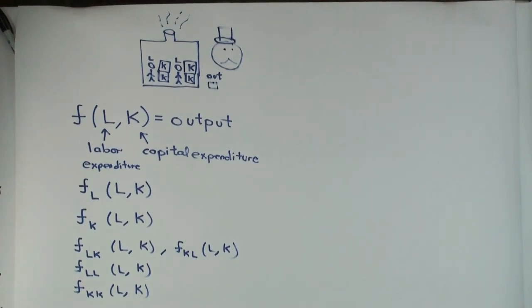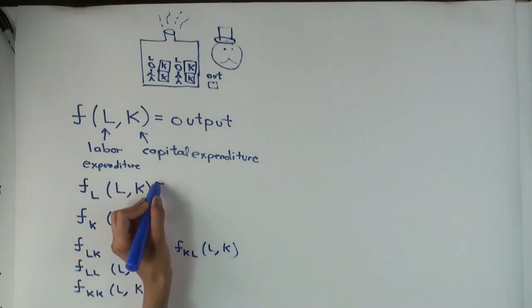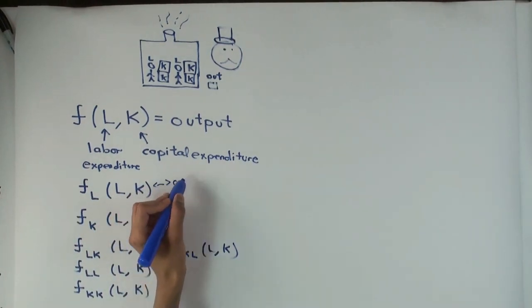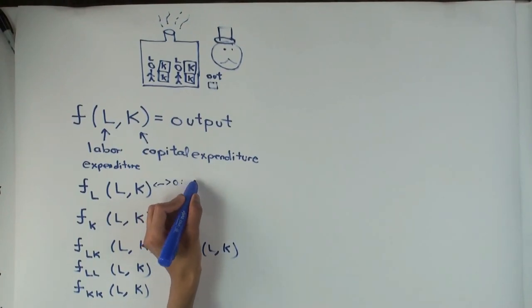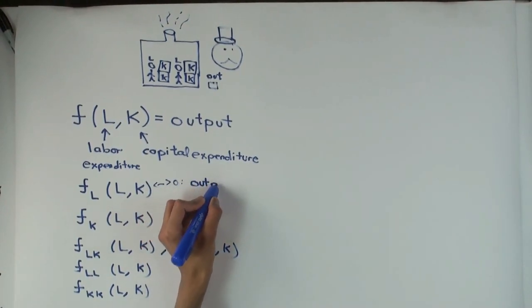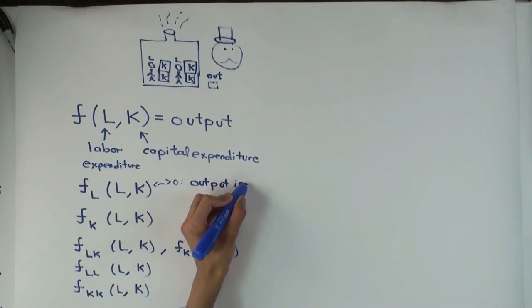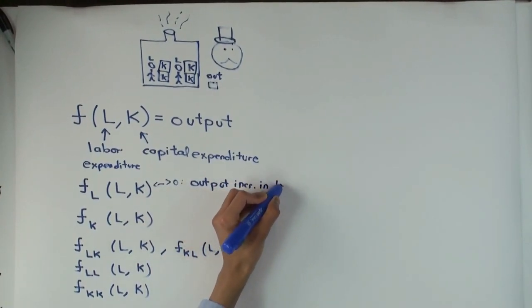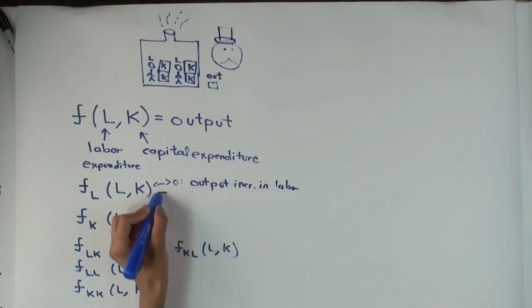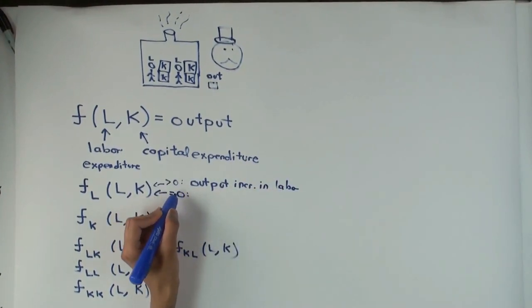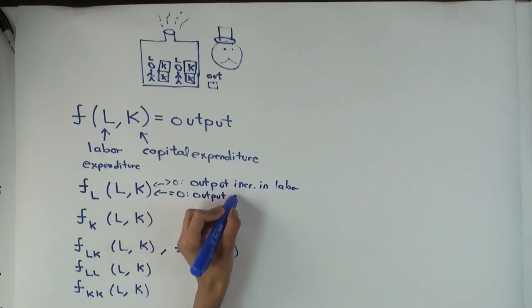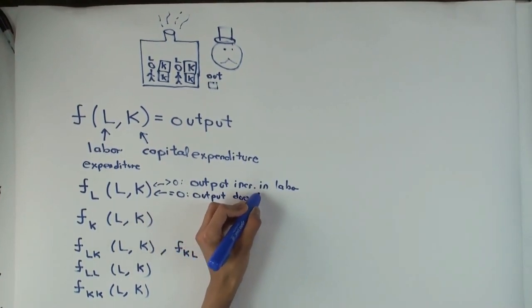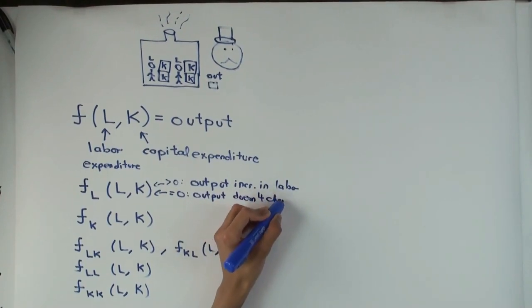Okay. What would it mean to say that this is positive? It means if you have more labor, then your output will increase. Okay, so output increases in labor, right? What would it mean to say it's zero? Output doesn't change. And what would it mean to say it's negative? Things get worse.